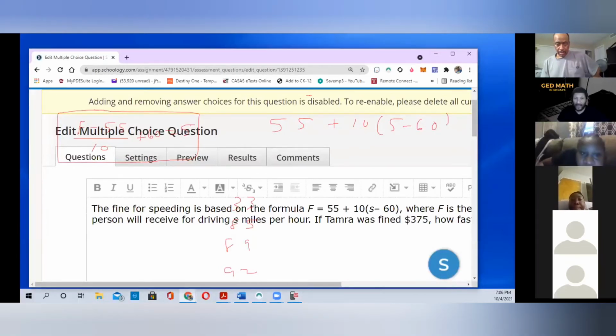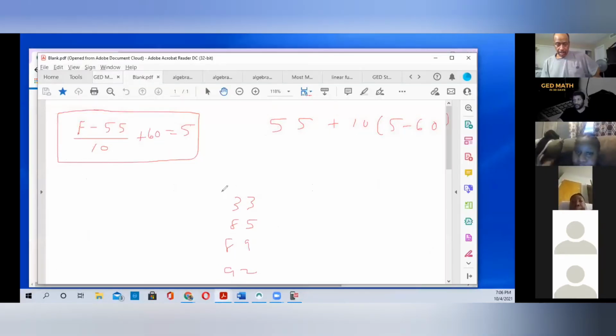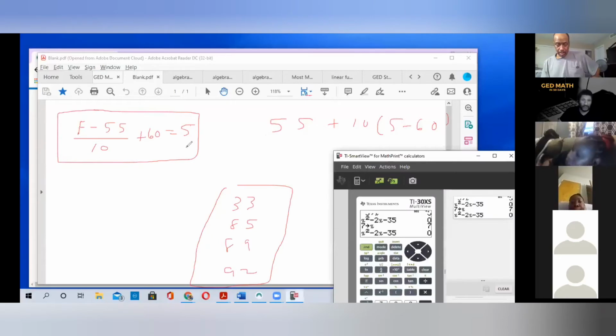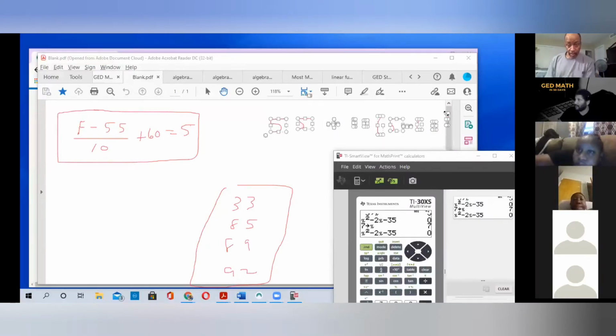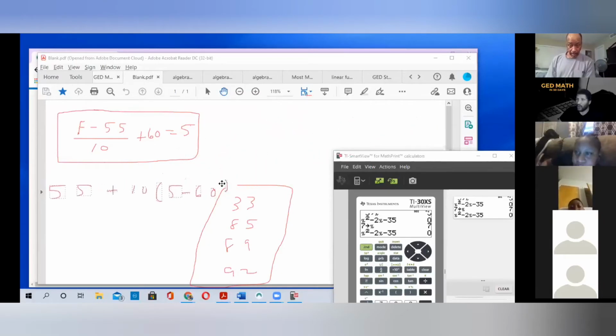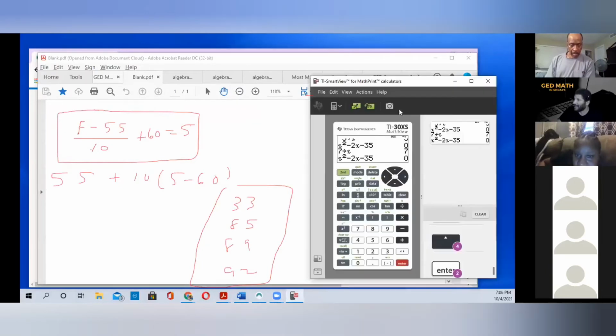Even though I told you to skip this problem, it is a hard problem. Watch this. You know the multiple choice. Grab your calculator. I'm going to show you how easy this problem is if you know what an equation is. Equation means we're solving. That means one of those multiple choices is your answer.